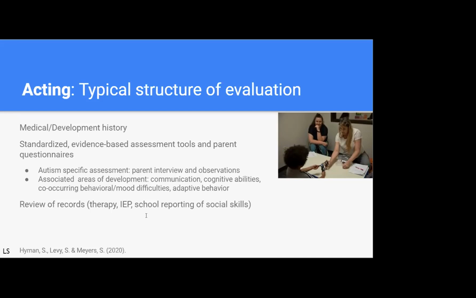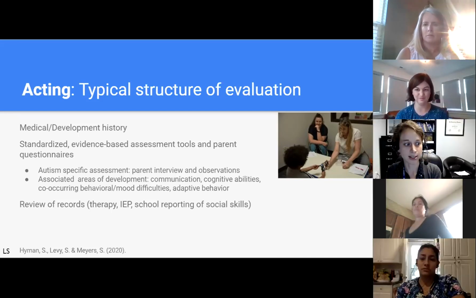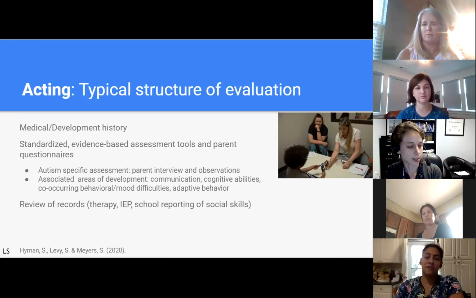So if you're a family thinking about evaluation, or if you're a provider advising a parent, we get so excited when we see therapy records, IEPs, and any kind of school report of social skills. And I think all autism providers get excited about that stuff.